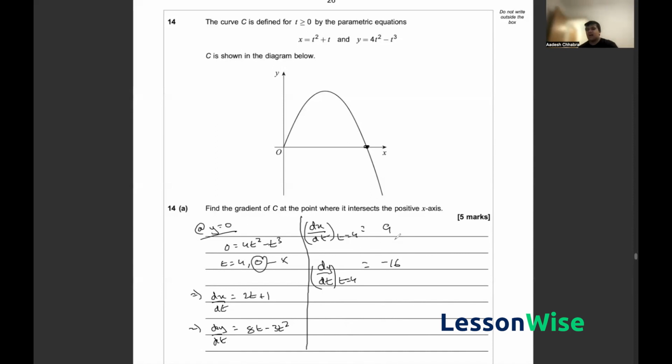Now that I have my values for dx by dt and dy by dt, I'm just going to use the chain rule in order to find out what my gradient or dy by dx would be. So I know that dy by dx would be equal to dy by dt divided by dx by dt. And so in order to find my dy by dx at t equals 4, I'm just going to substitute my values for dx by dt and dy by dt at t equals 4. So that'll be minus 16 divided by 9, hence showing that the gradient is minus 16 by 9.